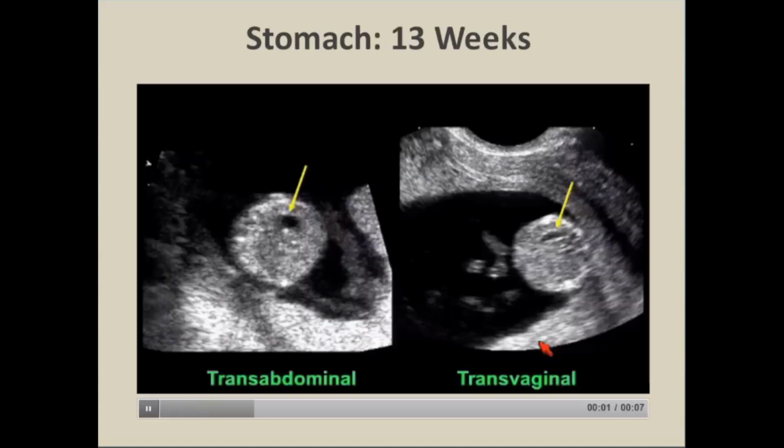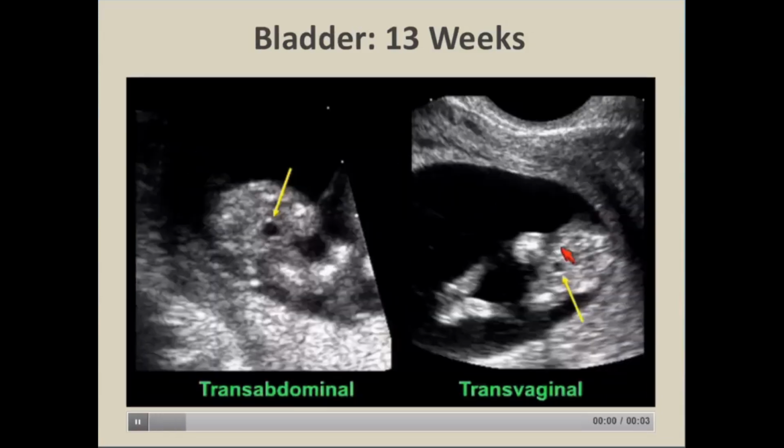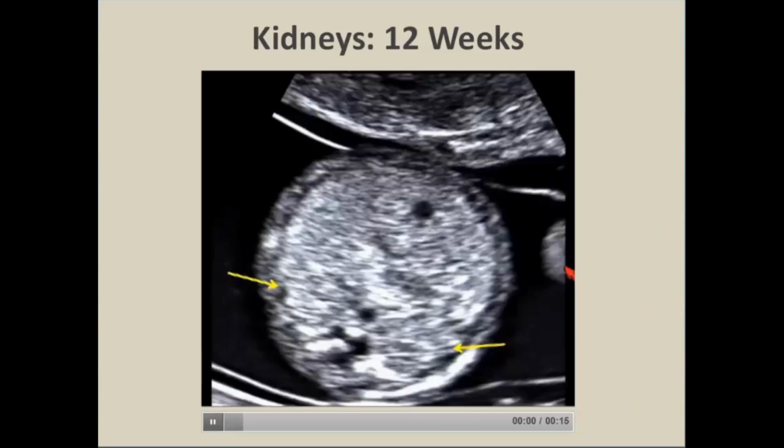So here are transabdominal and transvaginal scans of 13-week fetuses showing that we can see the stomach in the left upper quadrant, we can see the bladder in the pelvis, and we should be able even to see the kidneys in some cases. This was a transvaginal scan only. You can see how well we can make out the kidneys in these fetuses, provided they're in a good position for the transvaginal scan. They're not always in perfect position.